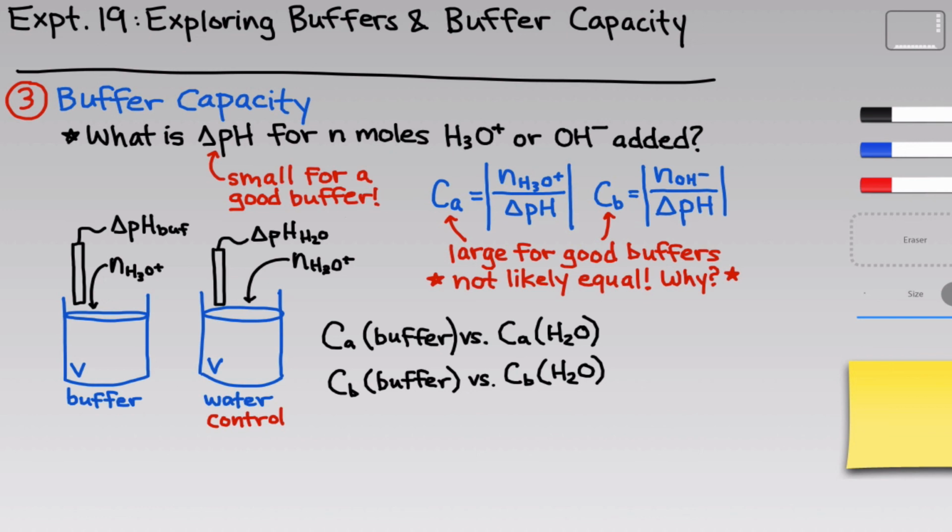One experimental note on this, you only need to add 1 number of moles of acid and base to buffer and water. So don't go about titrating your buffer or water with strong acid or strong base. You only need 1 volume, 1 milliliter in 20 milliliters of buffer, 1 milliliter in 20 milliliters of water, and you're good to go.